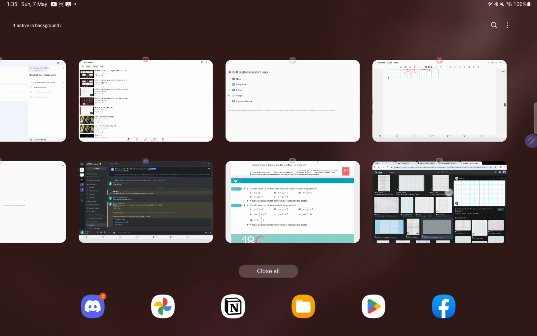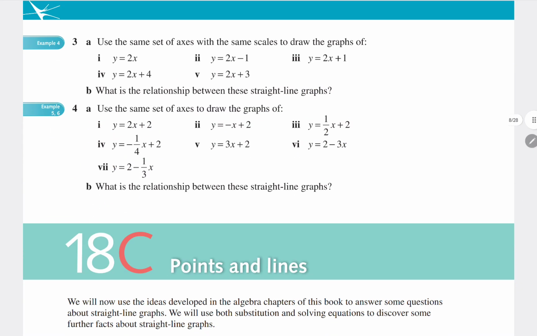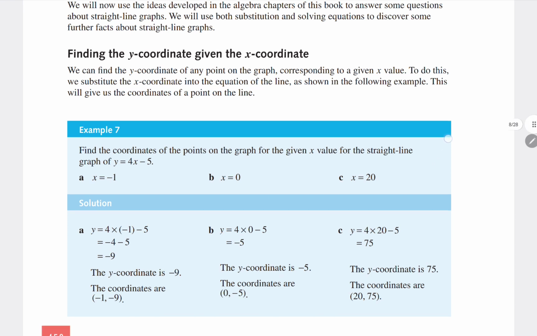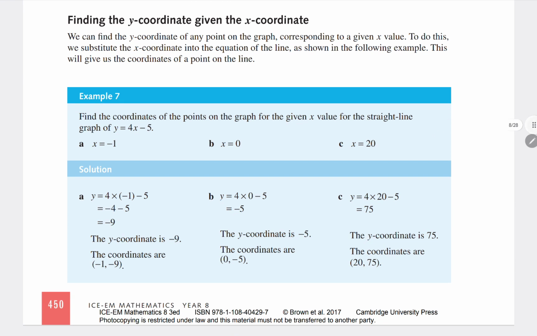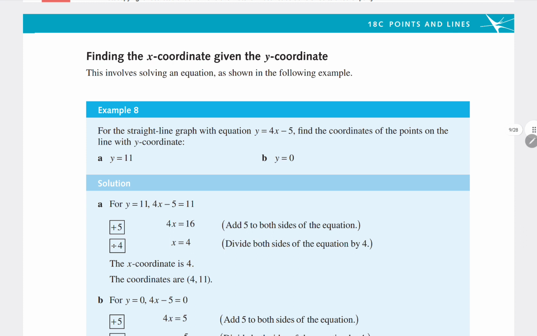Now let's move on to 18C, which I think will be the harder one, right? Points and lines. Find the coordinates of the points on the graph for the given x value for the straight line graph. Does that one make sense? Sure? Easy, medium, hard for you? Easy. Okay. How about this one?